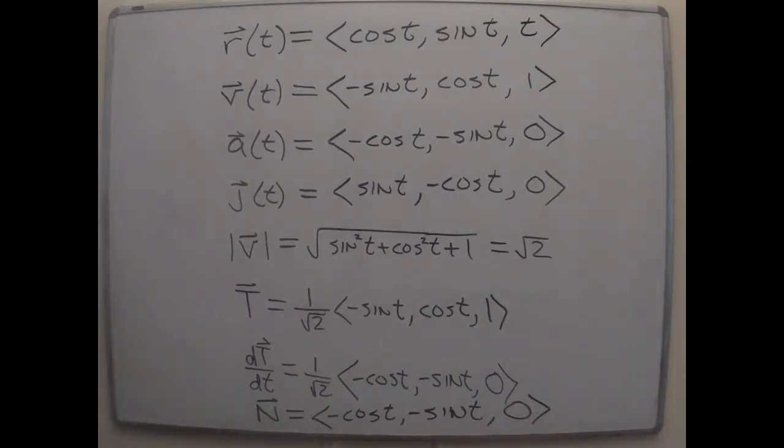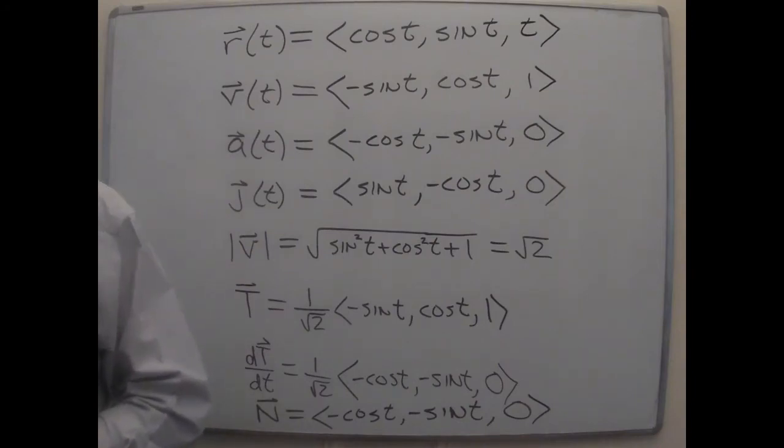That's pretty nice. Well, I've got a whole board full of stuff, but I didn't get it all. I want to also get the curvature, and I want to get the binormal vector, and I want to get the torsion. So how do we come up with curvature?